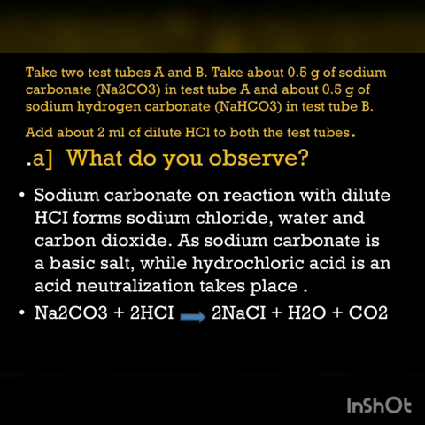Take two test tubes A and B. Take about 0.5 gram of sodium carbonate in test tube A and about 0.5 gram of sodium hydrogen carbonate in test tube B. Add about 2 ml of dilute HCl to both test tubes. What do you observe? Sodium carbonate on reaction with dilute HCl forms sodium chloride, water and carbon dioxide. As sodium carbonate is a basic salt, while hydrochloric acid is an acid, neutralization takes place.